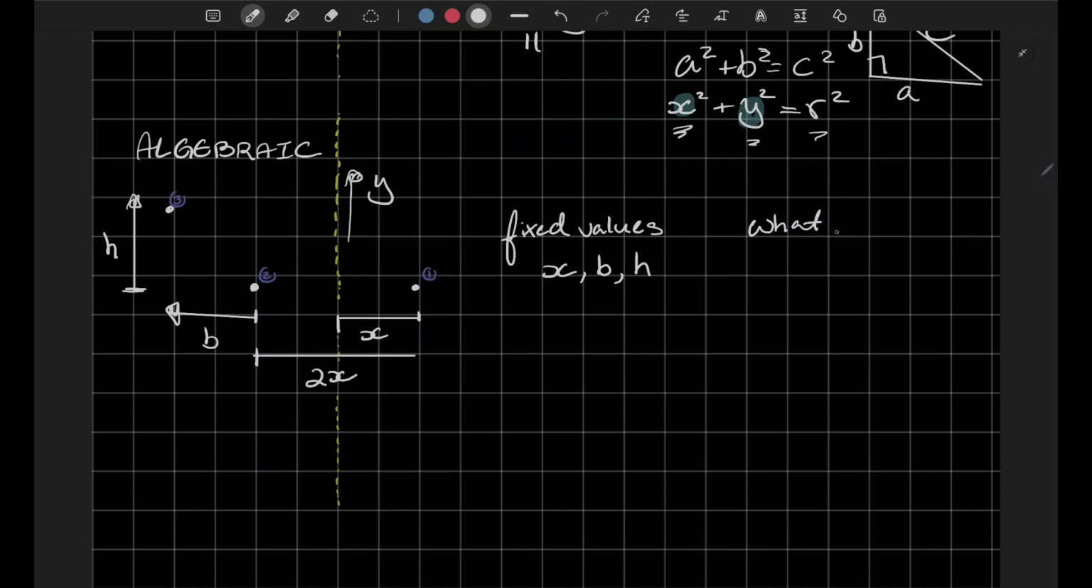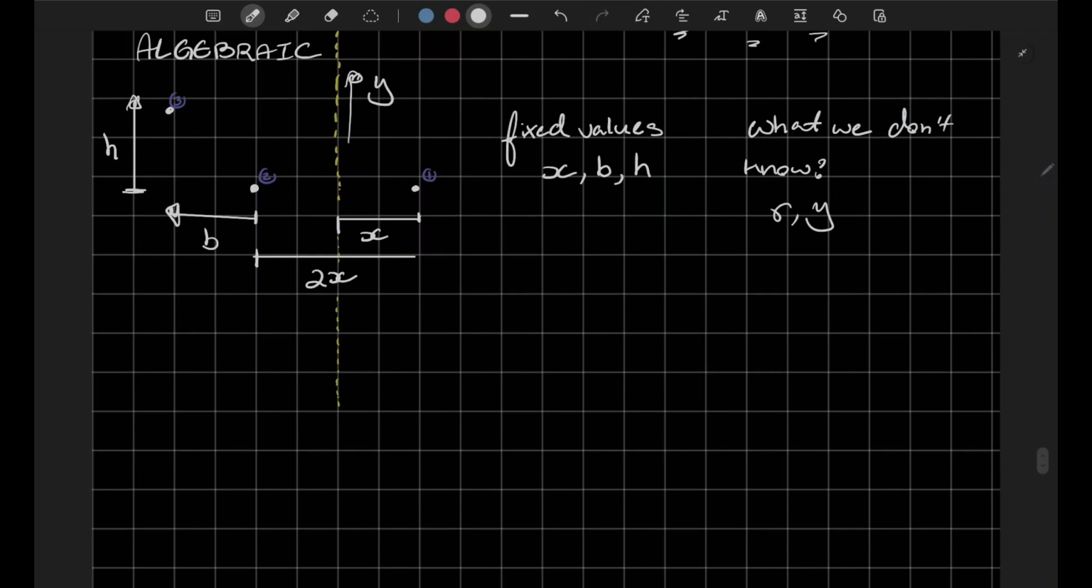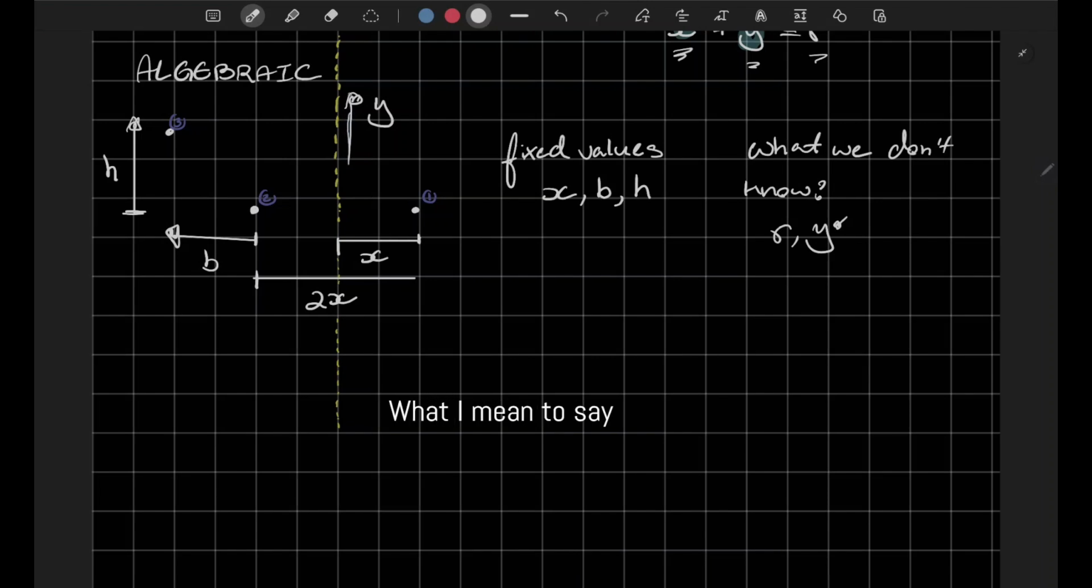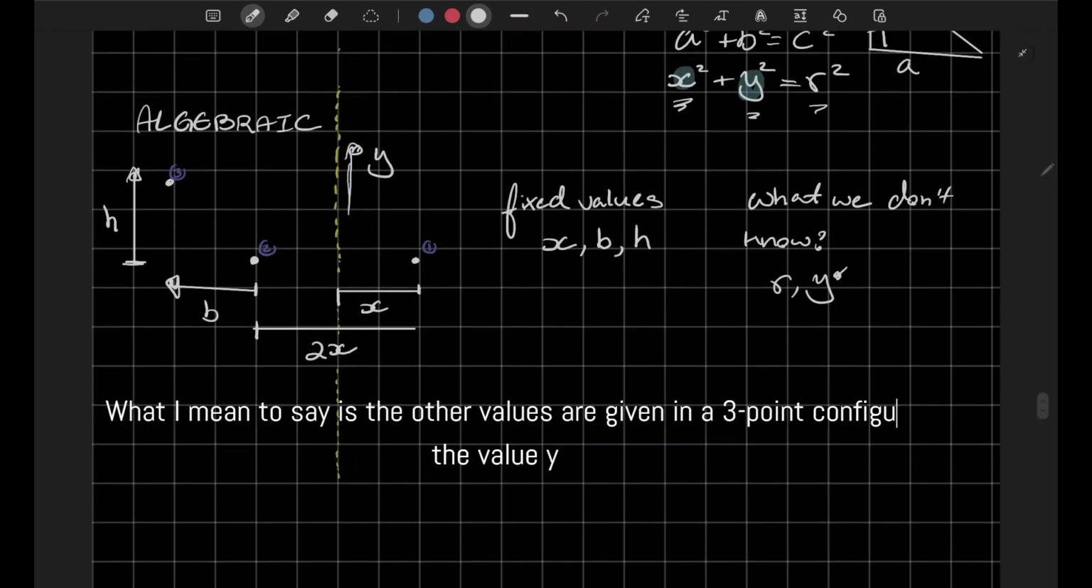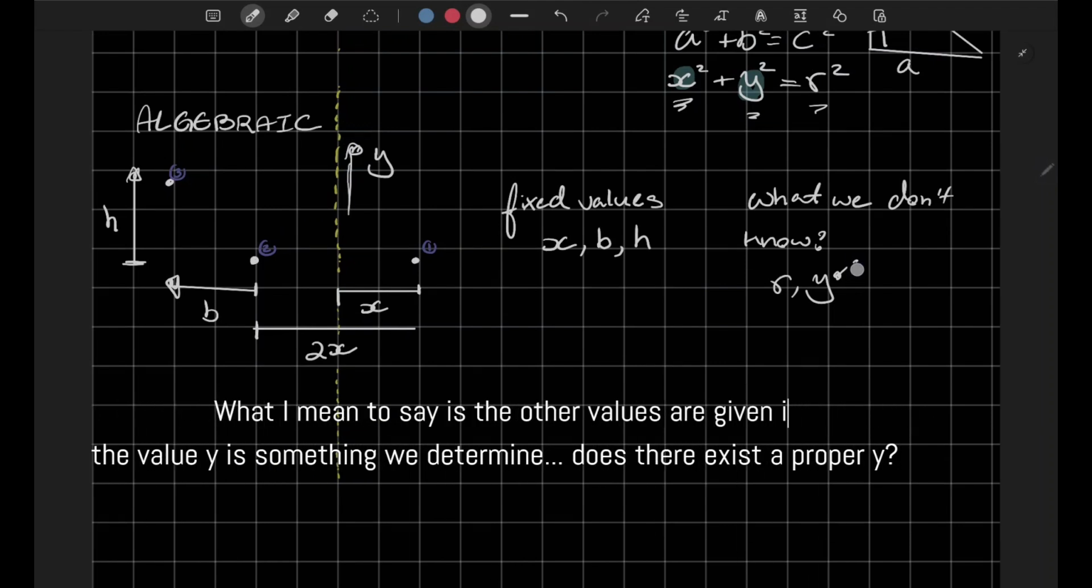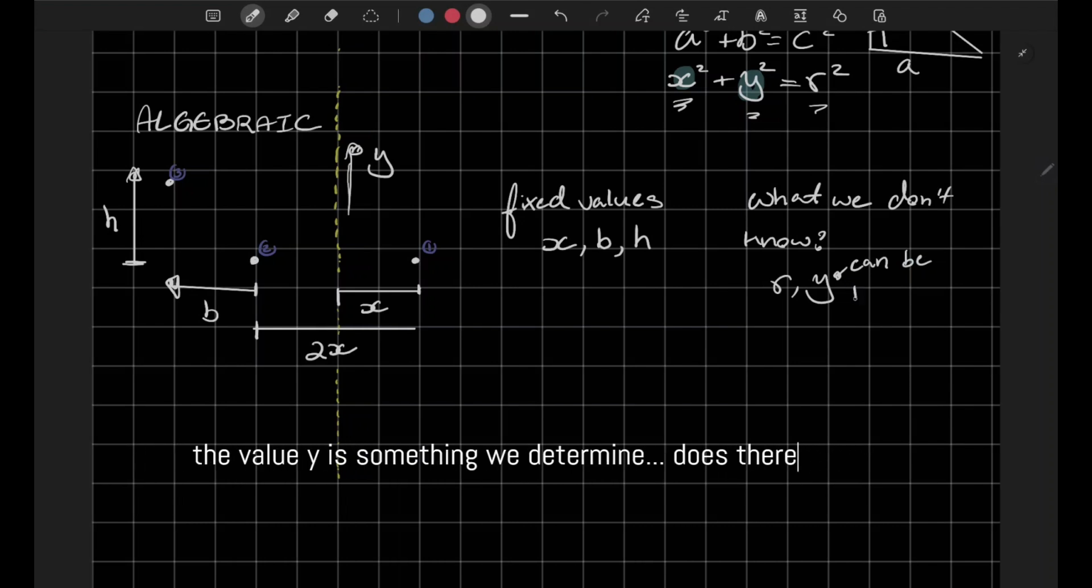What we don't know, okay. We don't know what r is yet, our radius, and we don't know what our y is yet. So let's figure that out. But just a little side note on y. Y can be anything, right? Because we're just saying y is just some vertical distance along this green line. So it can be toggled.